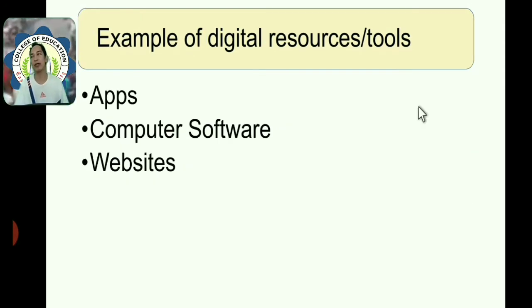Example of digital resources. In general, there are 3 examples of digital resources: the apps, computer software, and websites. In specific, there are a lot of applications out there that can be used in assessment. Okay? For example, as an application, there's Kahoot. In computer software, there is PowerPoint. In a website, there's Mentimeter. Okay?